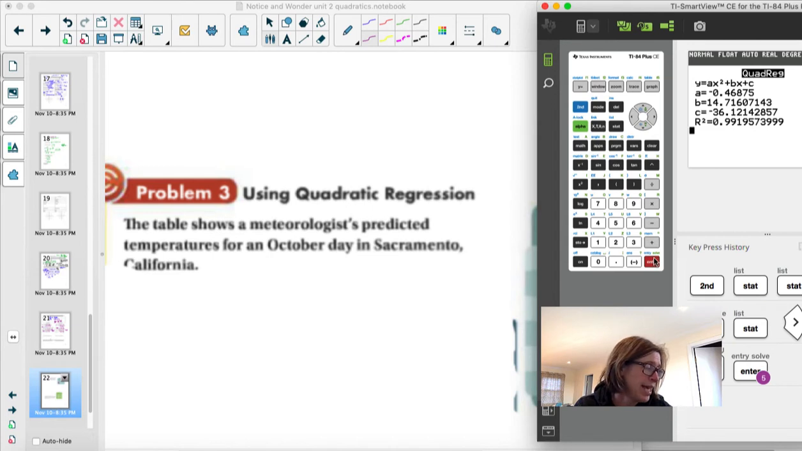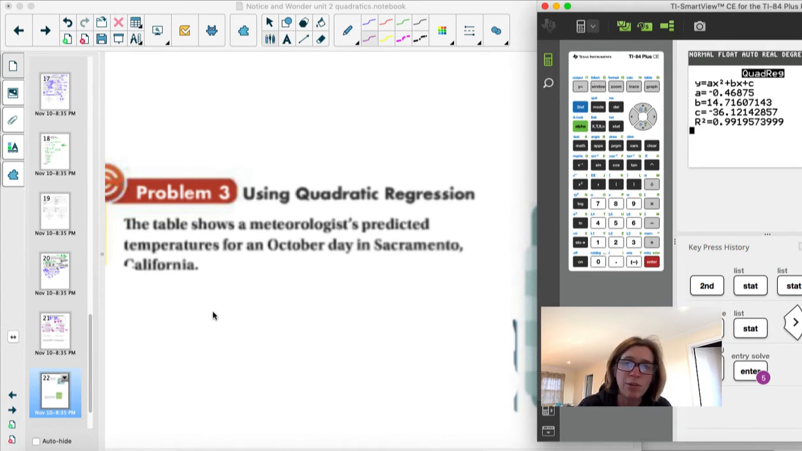R squared means the same thing as it did with linear. However, it doesn't really tell me about the strength of the line. According to Ms. Spencer, it really isn't an accurate prediction. So we're not really going to look at the R squared. We're only going to look at the model. I told you to use a quadratic model, so we're going to.